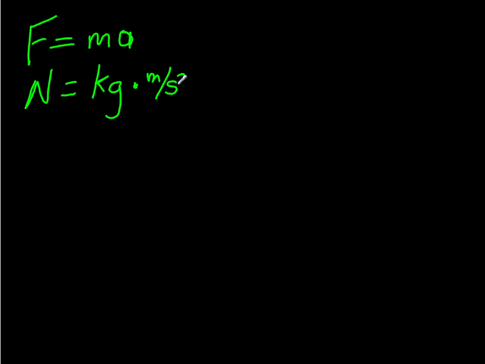Let's talk about the equation for today. Newton's second law: F, force, equals m, mass, times acceleration, a. The units of force are the newton. The units of mass must be, for all purposes, in kilograms. And the units for acceleration need to be meters per second squared.